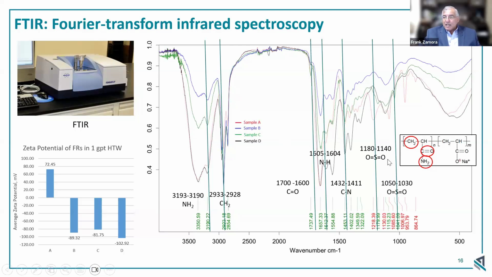But to help us identify, we use this FTIR to help identify the functional groups. Remember, we looked at this structure early on. But what we're looking for predominantly is this amide structure. This amide structure is what the FTIR likes to look at, these bonds.